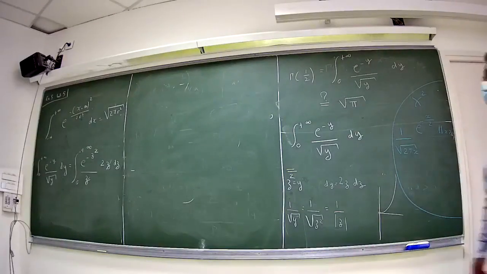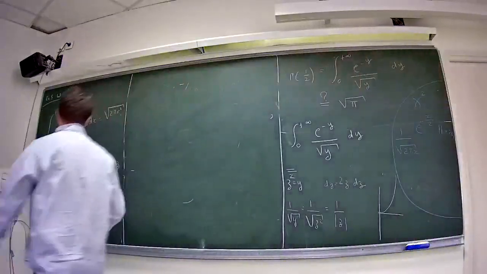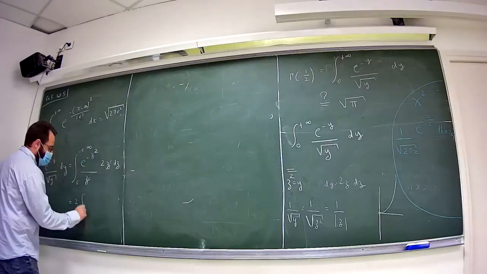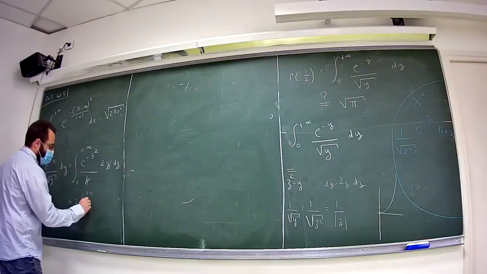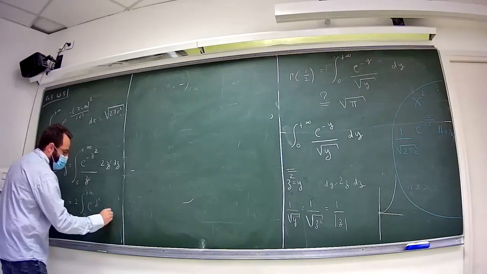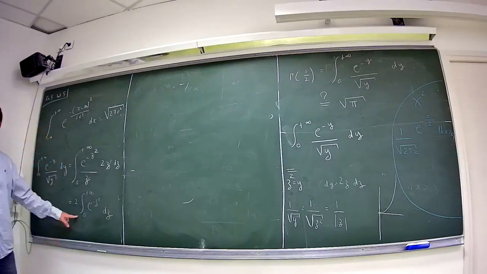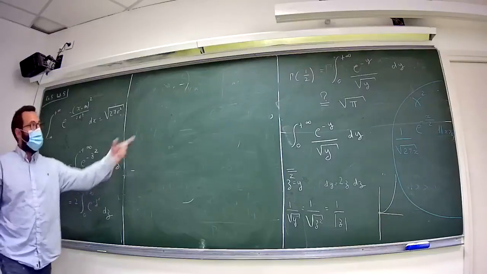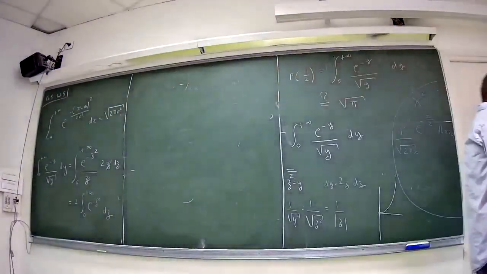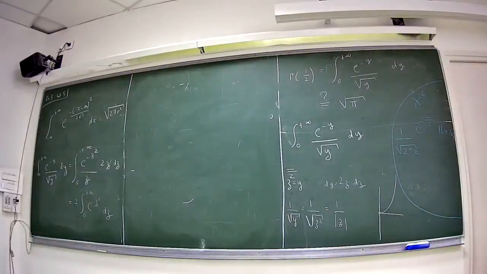And now what I have to compute is just 2 times the integral between 0 and plus infinity of exponential minus z squared dz. Something that is a priori a little bit simpler to express than the one with the square root. So are you okay with what I have done?